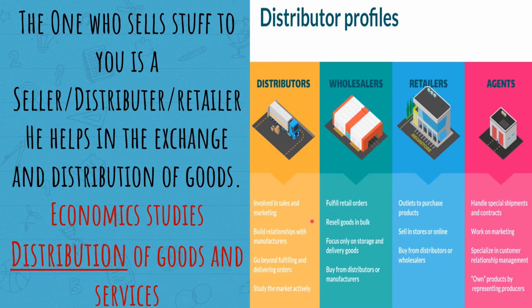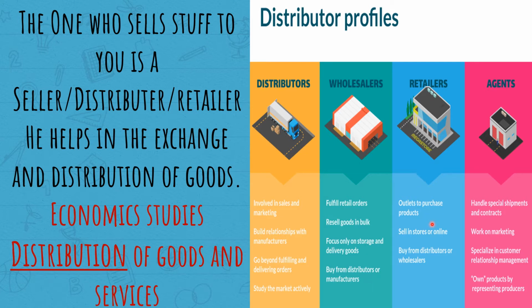Here are listed some of the functions of these various entities which are directly related to the economic activity of distribution. Well, distributors are involved in sales and marketing. They build relationships with manufacturers. They study the market actively. Wholesalers fulfill retail orders. They resell goods in bulk. They focus on storage and delivery of goods. And they buy from distributors or manufacturers.